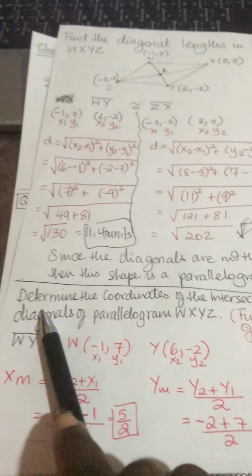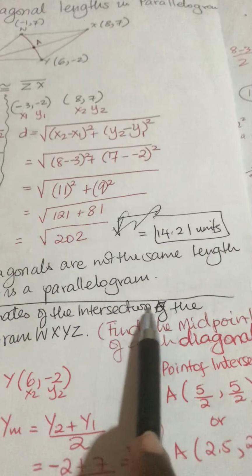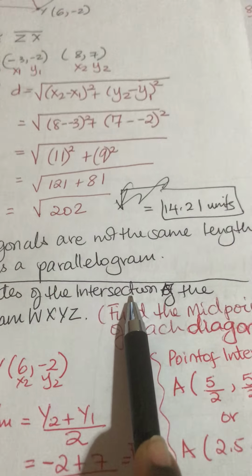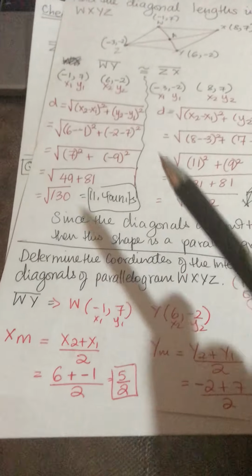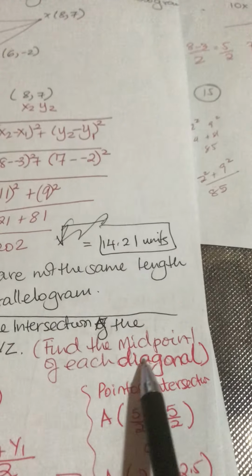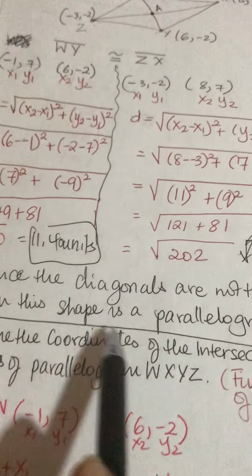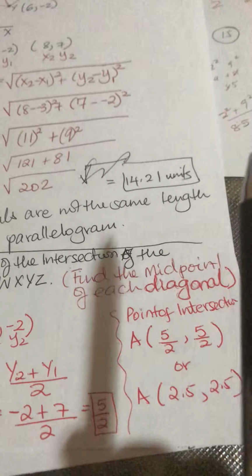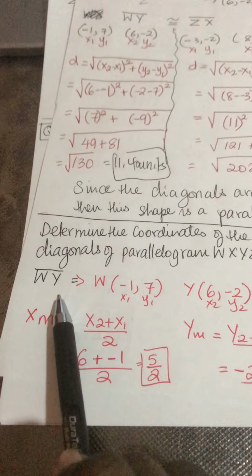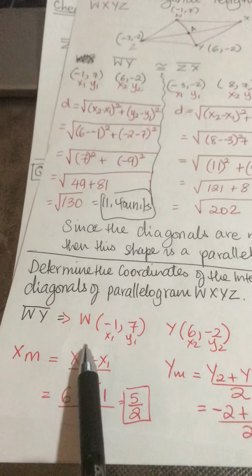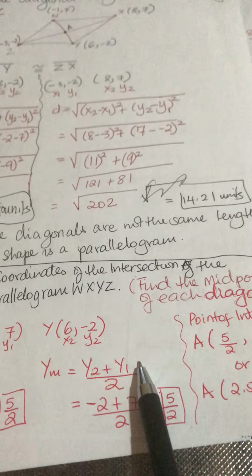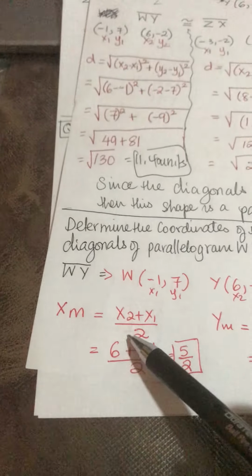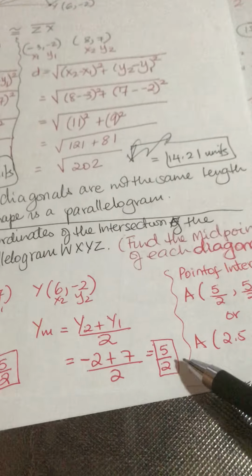Another question you can be asked: determine the coordinates of the intersection of the diagonals of the parallelogram. This question is asking you to find the midpoint. Find the intersection means find the midpoint. And you remember the midpoint formula. The midpoint formula is xm equals x2 plus x1 divided by 2. The ym is y2 plus y1 divided by 2. You plug in your numbers and you get them.